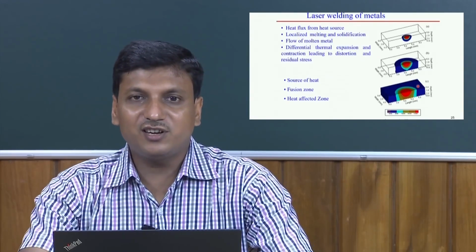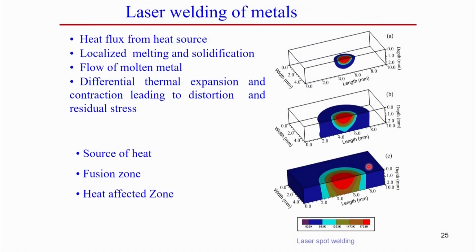Now, we can see the laser welding of metals. Here, the typical laser welding of metals uses a heat flux from the heat source, in this case from the laser source. Then localized melting and solidification occurs. In spot welding, when the laser is at one point and you switch off the laser source, the material solidifies. But in linear welding, with a moving laser source, when the laser moves away from the focus on the workpiece, the molten material subsequently solidifies.